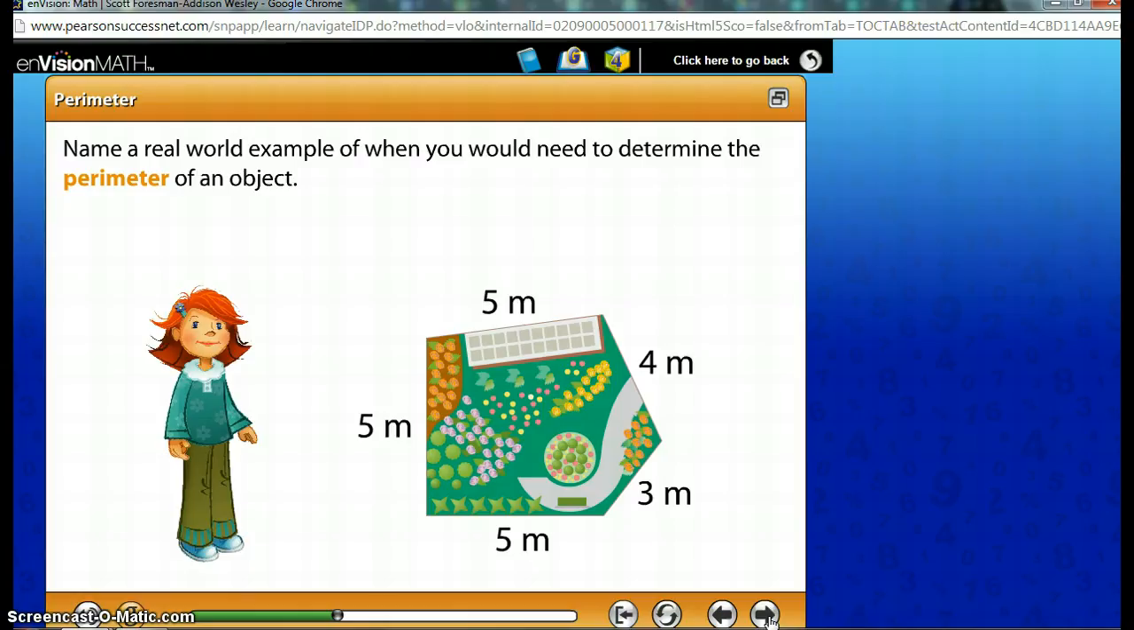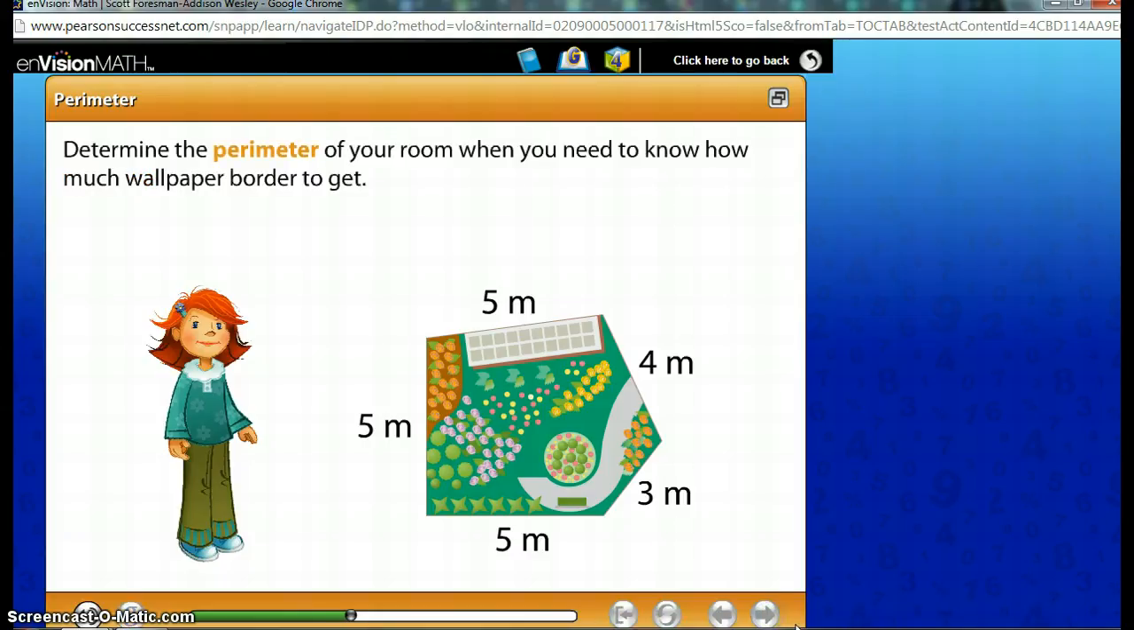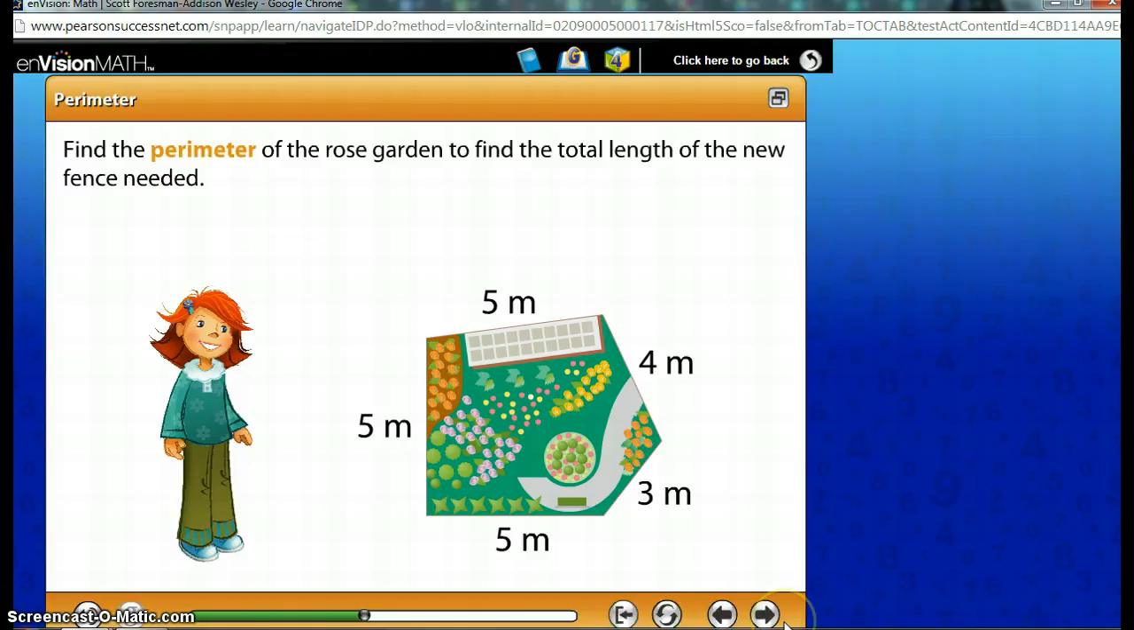Okay, what if I wanted to put a fence around my yard to keep my dog in? Would it be helpful to know the perimeter? Sure it would, yeah. Determine the perimeter of your room when you need to know how much wallpaper border to get. Wallpaper border for a room. There's another real world example. Find the perimeter of the rose garden to find the total length of the new fence needed.